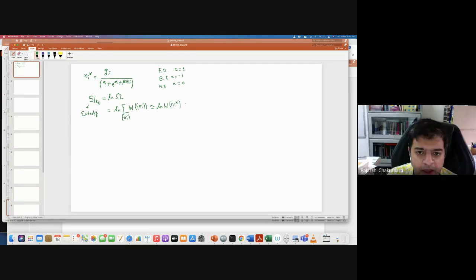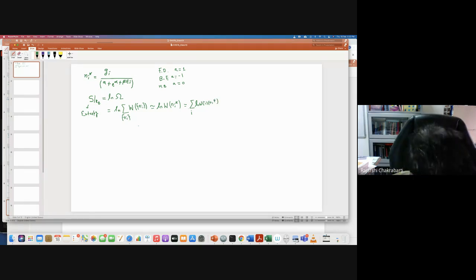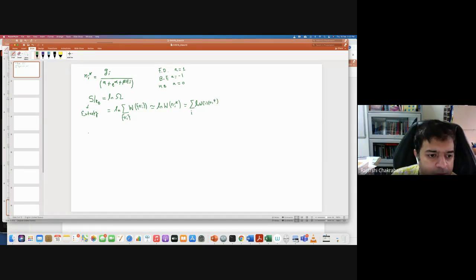And also, you know, this capital W is a product of small w's. So you have log. So this will become something like a small w, omega, whatever you want to call it. This is the expression for entropy. Okay, this is very straightforward. So let me calculate this expression. It is going to be ln, now this small w.